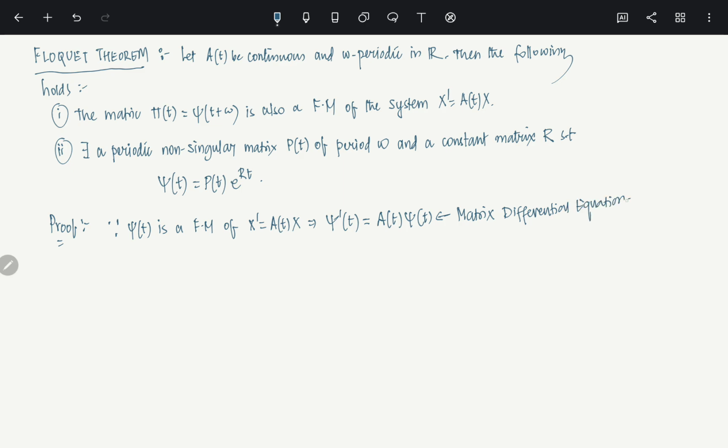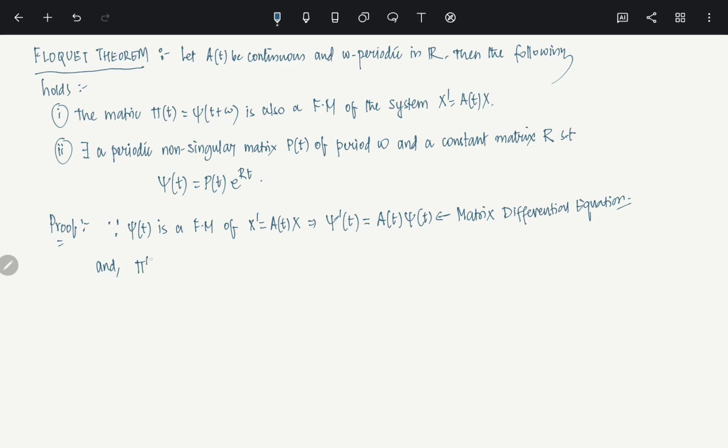See, phi prime of t is also a bunch of matrix entries, which is an n cross n matrix, and A is n cross n, phi is n cross n. So basically both sides are n cross n matrices. This is a matrix differential equation, not your usual one. Please remember that. Clear?